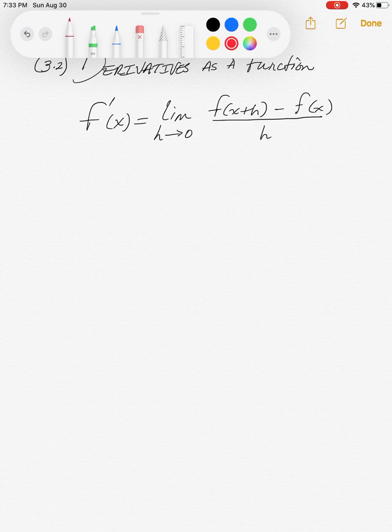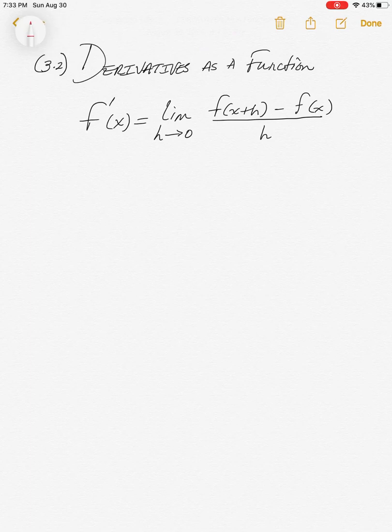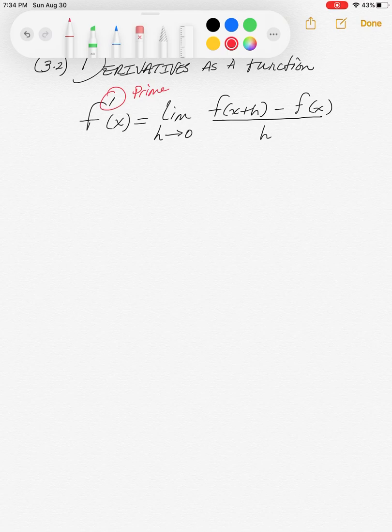Before we start talking about anything, let's point out something right quick. We're talking about derivatives as a function. This guy is not a 1, okay? That is called prime, like Optimus Prime or whatever. This says f prime of x, meaning the first derivative of the function f. So don't think that's a 1 or a tally mark.